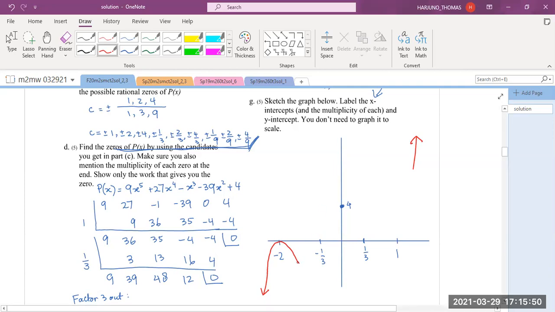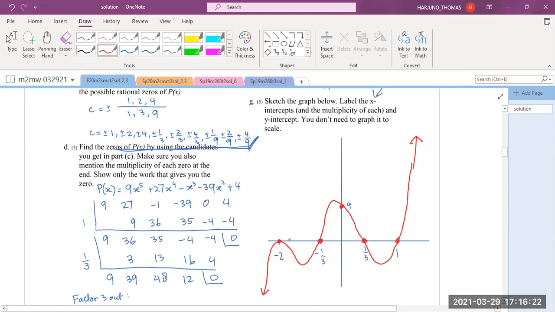And then x equals negative 1/3 is a zero with multiplicity of 1, so it will cross just like usual. All of the rest of the zeros have multiplicity of 1, so they will cross just like usual, like that maybe. Now remember, because the graph is not drawn to scale, you need to label the x-intercepts and the y-intercept. Put that negative 1/3, put that negative 2.